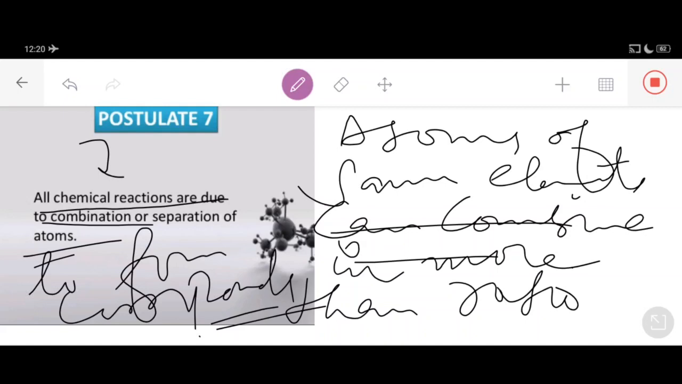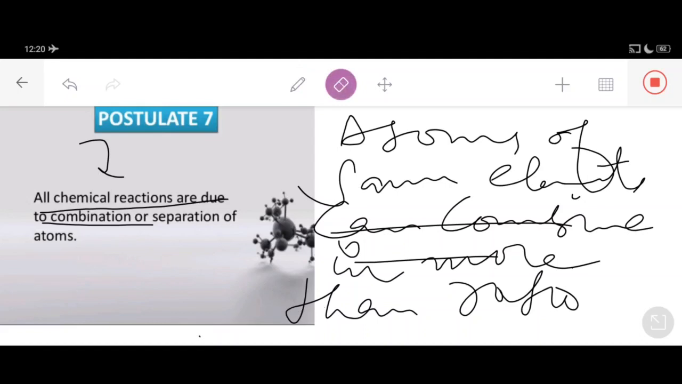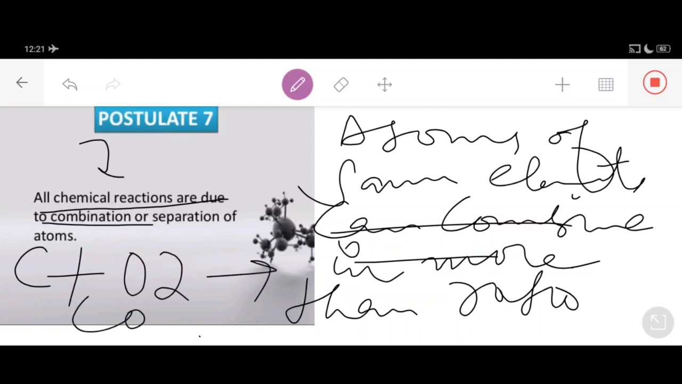In the sixth postulate, we were discussing atoms of different elements. Like, for example, I told you in the last video lecture, this is carbon. Whenever this carbon reacts with oxygen, there is formation of carbon dioxide gas, and the ratio is 3:8. That means 3 parts of carbon and 8 parts of oxygen will react with each other, and there is always the formation of carbon dioxide gas.